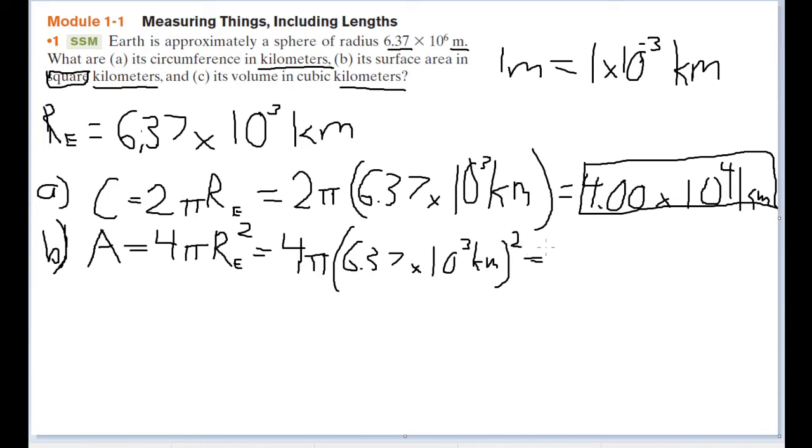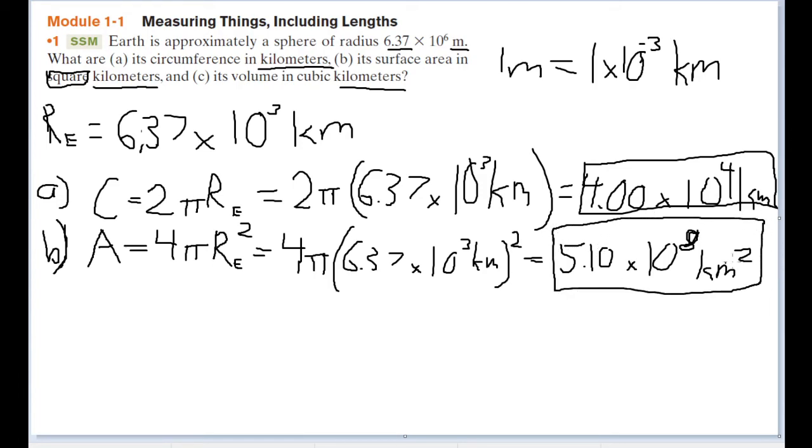That's very important. And so plugging all this into your calculator gets you about 5.10 times 10 to the power of 8 kilometers squared. And that's another important thing to keep in mind. The unit is squared as well, because we're dealing with area rather than a simple length. So it's going to be kilometers squared. And once again, I rounded to 3 significant figures.